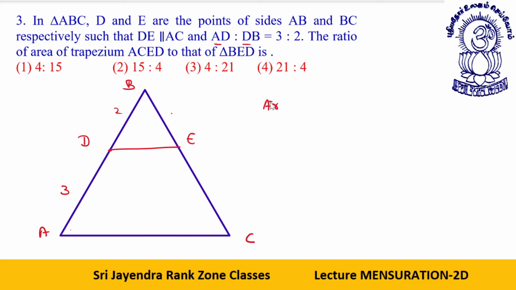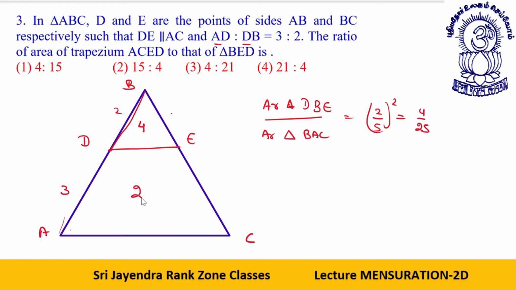So I found the area of different triangles. Area of triangle DBE upon area of triangle BAC will be 2 by 5 squared. Why? Because this side is 2. You have AD as 3, DB as 2. So 2 upon 5 squared, or I can say 4 upon 25. So if this area is 4, this area is 21.